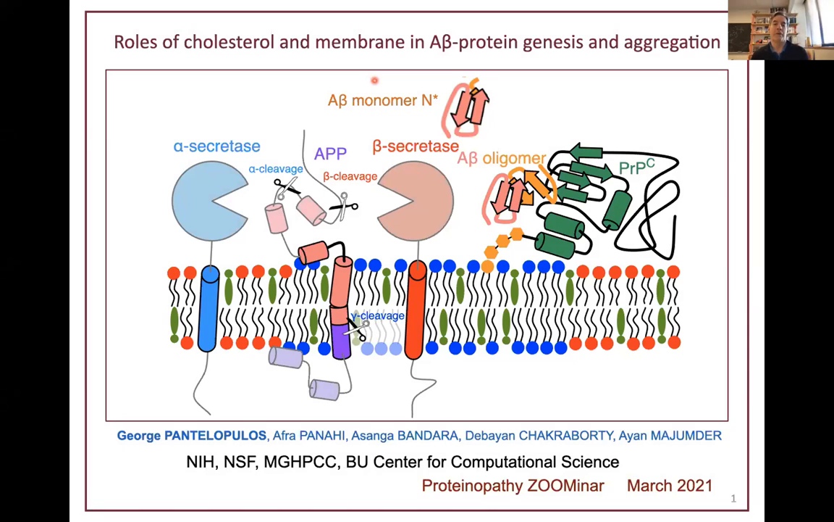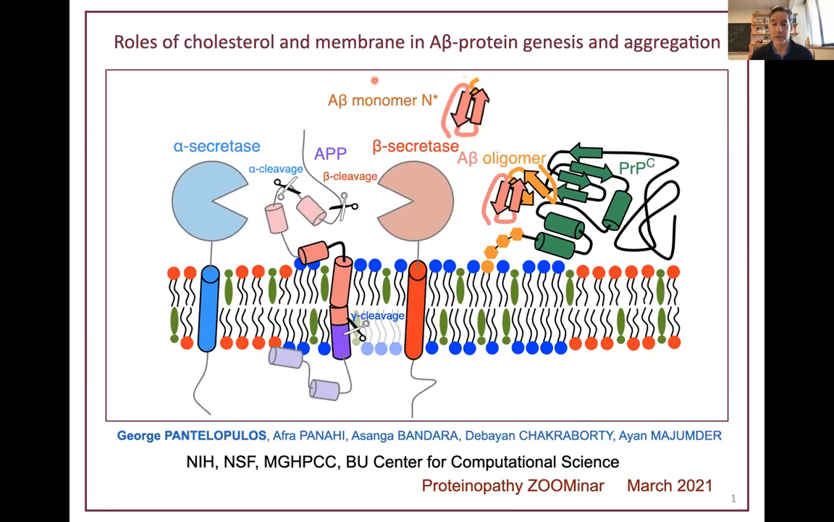Yuji Goto. So I had originally planned in my talk, when I thought it was going to be slightly longer, to talk about two themes. One is the role of heterogeneity in membrane and cholesterol in A-beta protein genesis. And then I also hoped to talk about work done in collaboration with Dave Thirumalai's lab and a very talented postdoc, Debayan Chakraborty, on our N-star hypothesis that we have considered over time.